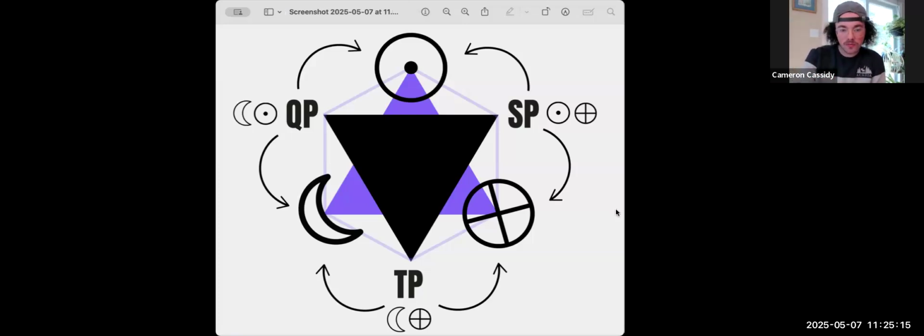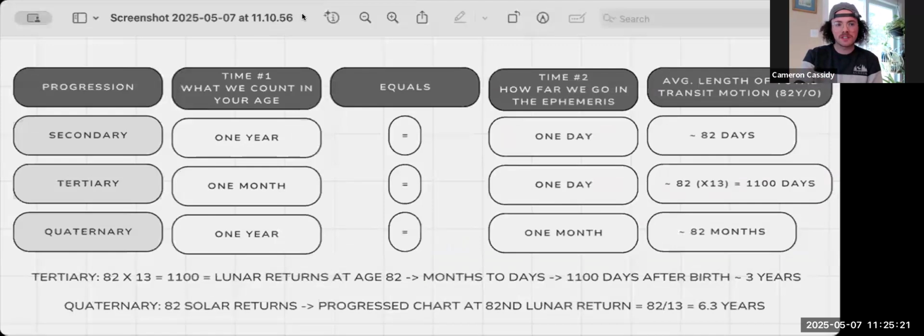Now, we also have one more thing I'm going to share here to understand a little bit more from the timing perspective what's going on. So with each of these progressions, we know we're mapping year to day for secondary, month to day for tertiary, and year to month for quaternary. So with secondary, you live a year and you move a day down in the ephemeris, okay? With tertiary, you live a month and you move a day down in the ephemeris. So that means there are 13 lunar cycles in one year. The moon comes back to the same fixed star 13 times in a year, which means that tertiaries move 13 times as fast as secondary.